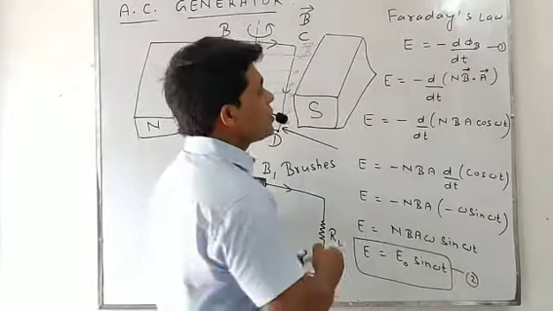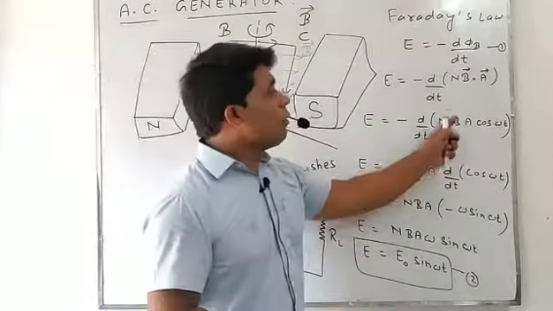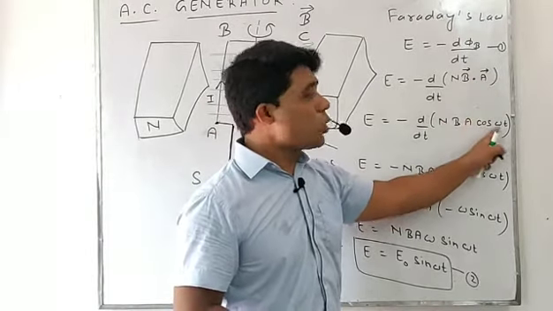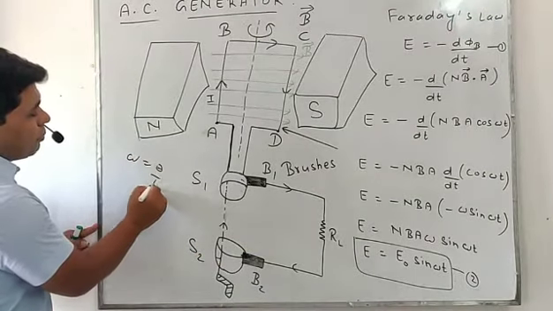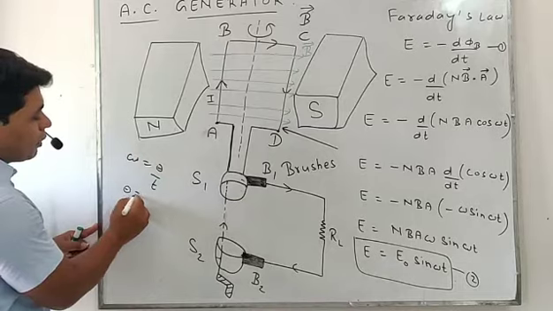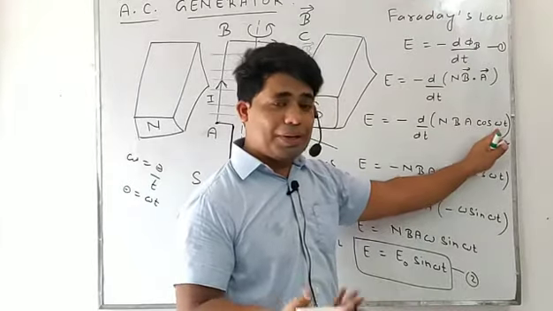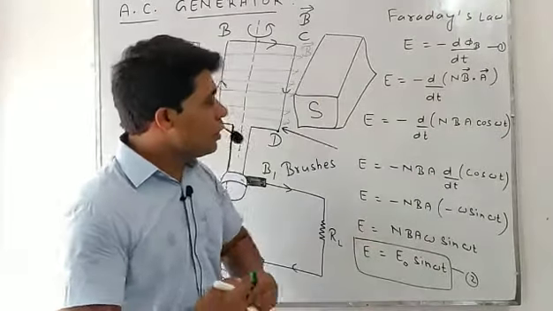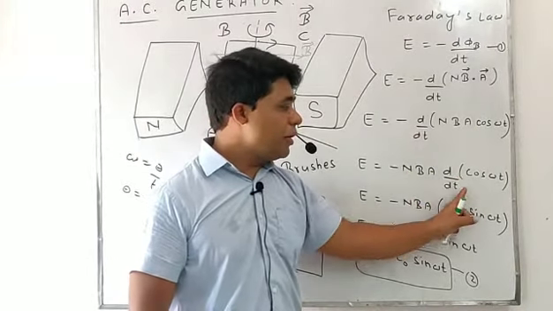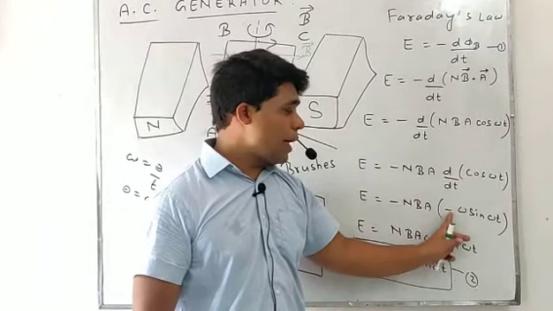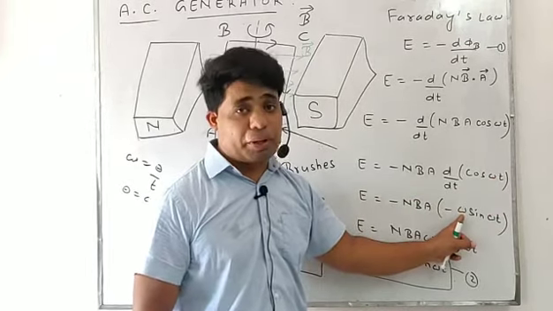And what is magnetic flux? That is B dot A, and N for n number of turns. When you remove the dot, there comes cos theta. Theta is replaced by omega t, because omega is theta by t, angular velocity. Number of turns, magnetic field and area of coil are constant, so they come outside the differentiation, and d by dt of cos omega t is minus sin omega t, and omega, being constant, comes in multiplication.